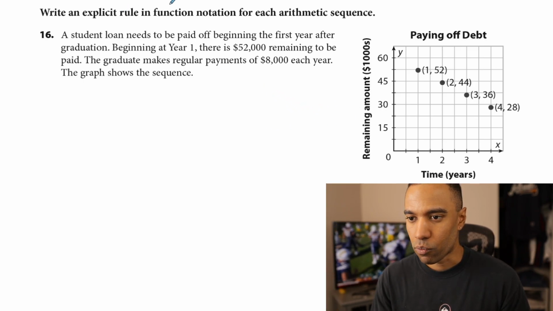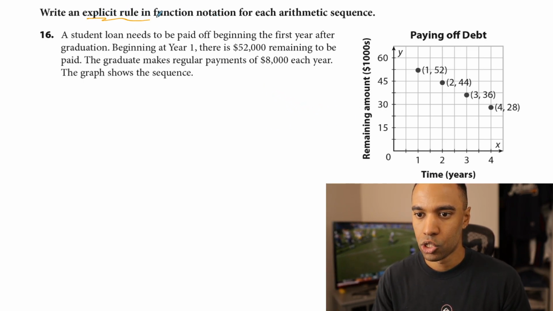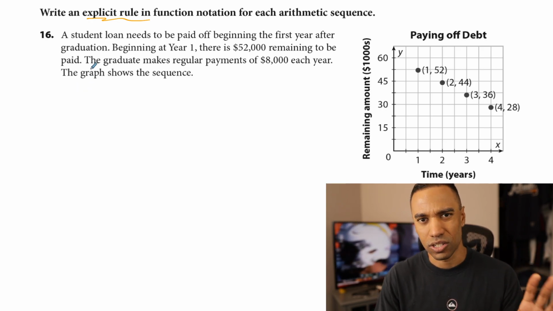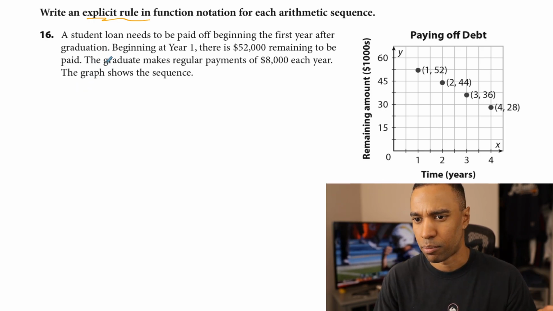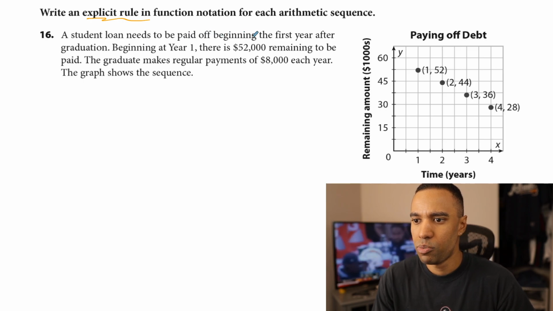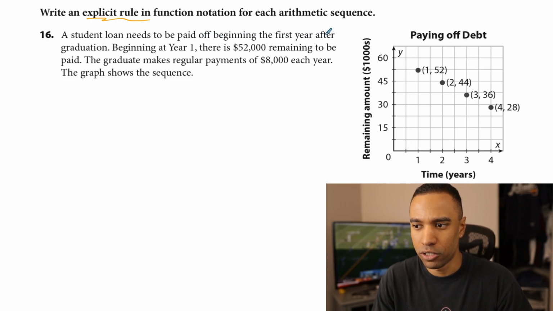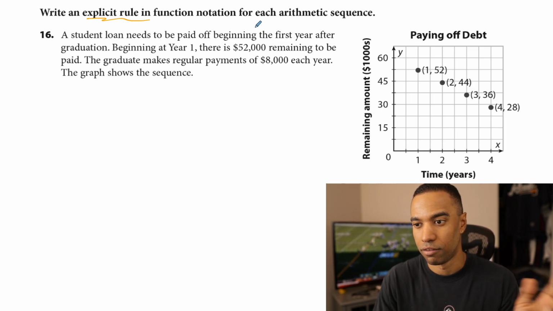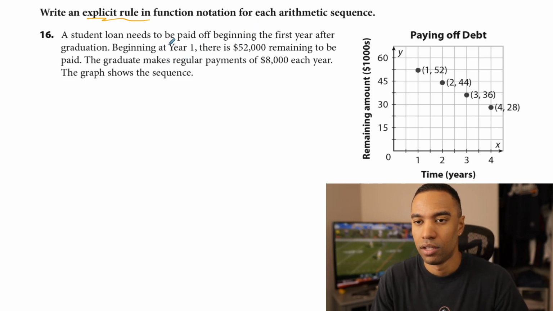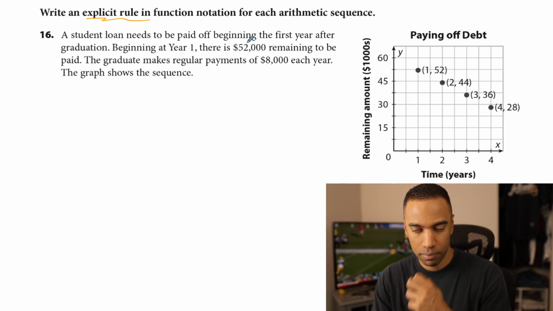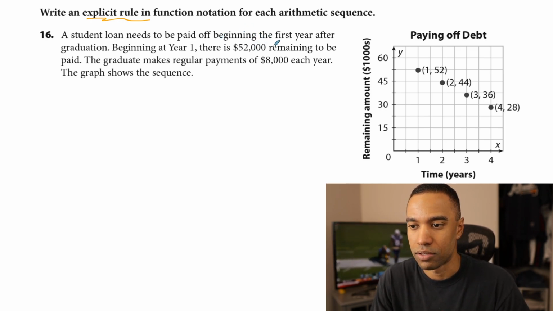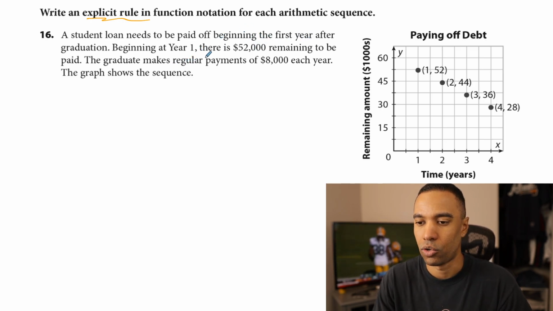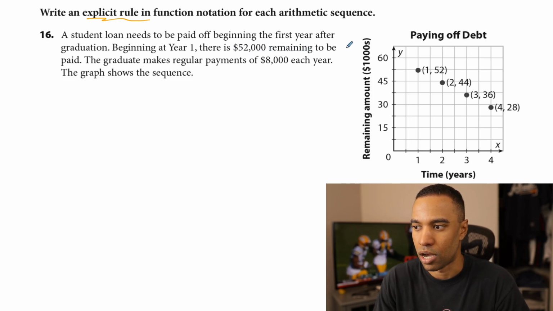Okay, maybe a little different. Write an explicit rule only. So we're only going to be doing the one where it's using n instead of f of n minus 1. A student loan needs to be paid off beginning the first year after graduation. So when you graduate, you don't have to pay off anything. The first year after, you have to start. The beginning of year 1, there's $52,000 remaining to be paid. The graduate makes regular payments of $8,000 each year.